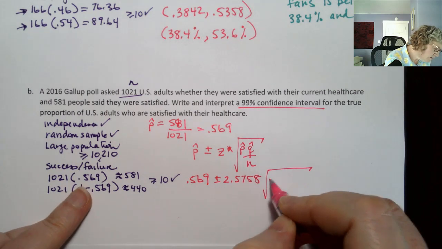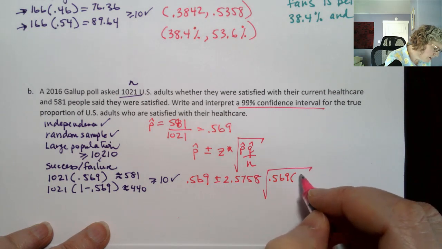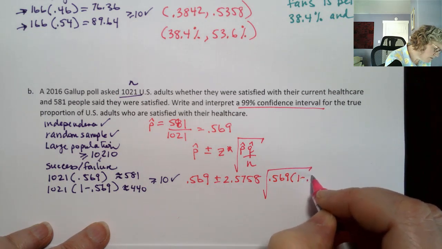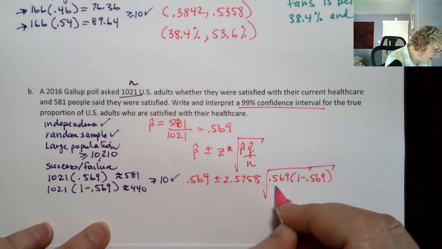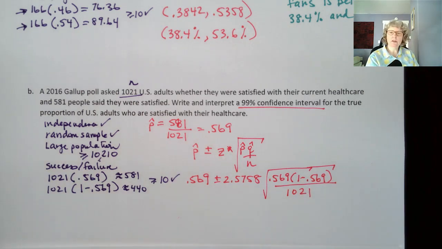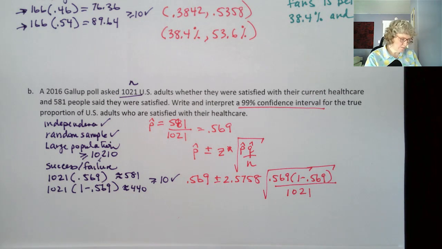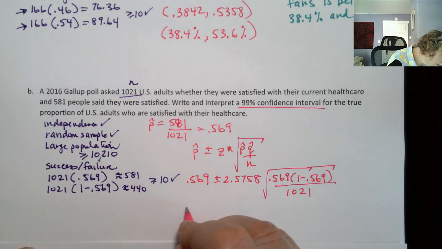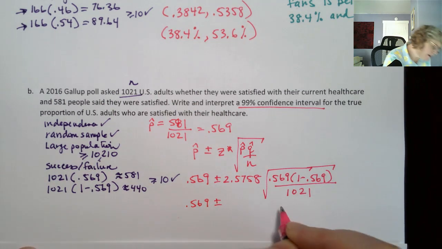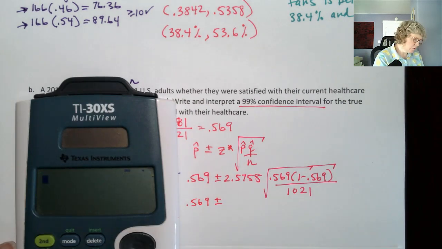Okay, our p hat is 0.569 in the square root, and I never calculated q hat. You're welcome to put that in if you did. I'm just going to put 1 minus 0.569. Okay, so you have an example with it each way over 1021, 1021. I'm saving some room at the bottom to do my interpretation because I've kind of gone over into my right column with these large numbers. Okay, so now I'm going to write 0.569 plus or minus and do the whole margin of error all at once.